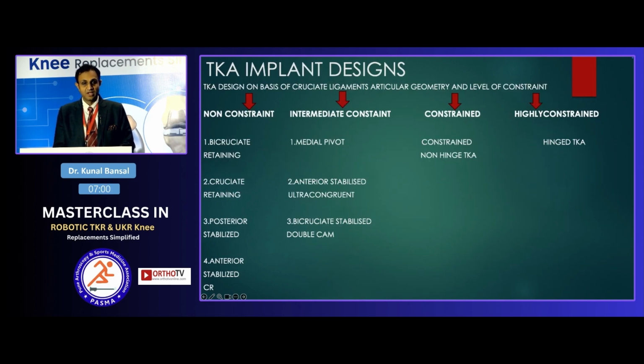Now I've designed this slide on the basis of cruciate ligament, articular geometry, and the level of constraint. If you classify the currently available implants, they're available as non-constraint, intermediate constraint, constraint, and totally or highly constrained. In the non-constraint, you have the bicruciate retaining, the cruciate retaining, the posterior stabilized, and the anterior stabilized CR. In the intermediate constraint, you have the medial pivoting knee, the anterior stabilized or ultracongruent knee, and the bicruciate stabilized double cam knee.